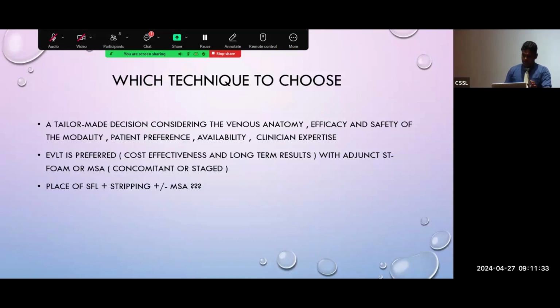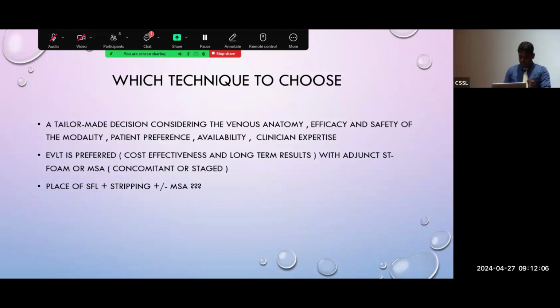But in our setup, we prefer to do EVLT because it's cost effective and it has been shown to be effective and safe in long-term studies. It has results for more than 5 years. And if the patient has below knee disease, we can use either foam sclerotherapy or multiple stab avulsion depending on the diameter, at the same time, or else as a staged procedure later. That is the clinician's preference.